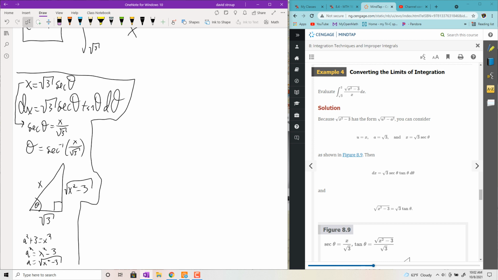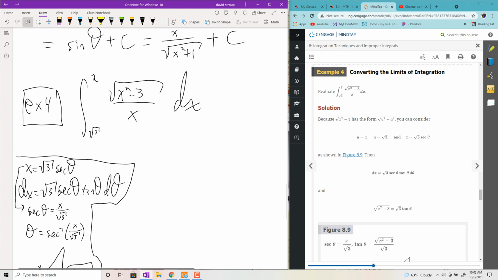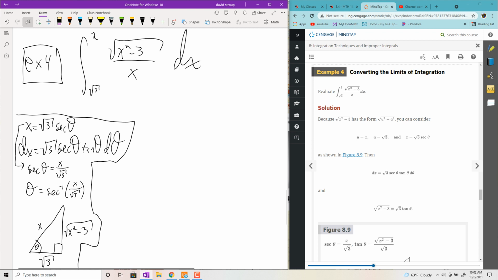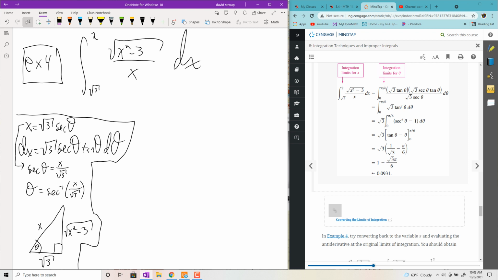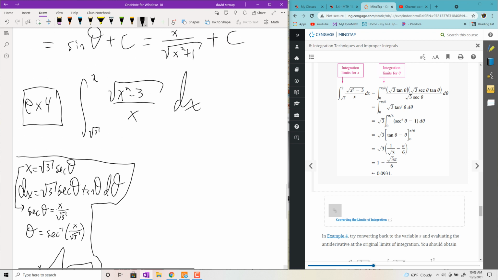The book is going to convert the limits. What I'm going to do is leave the limits alone and then back substitute at the end to get everything back in terms of x, and then do my substitution. It's the same process, it's just their way was a little quicker. But anyways, here I go. I need a little more room.